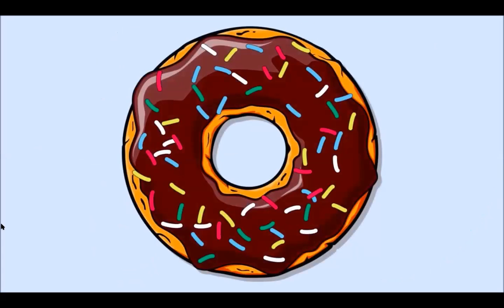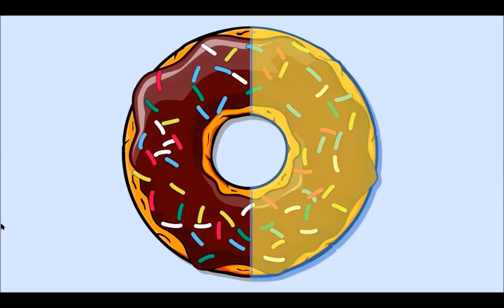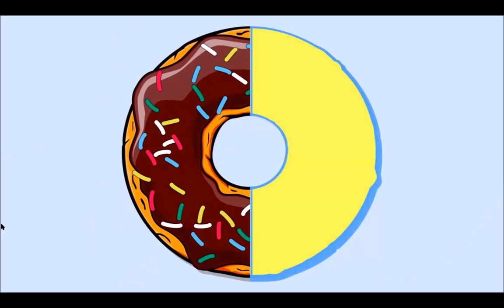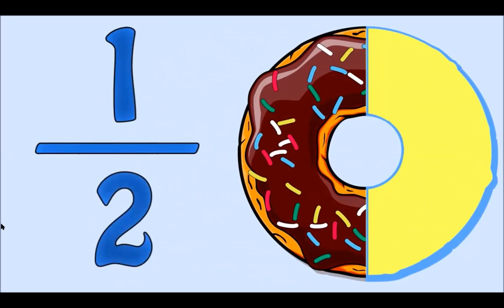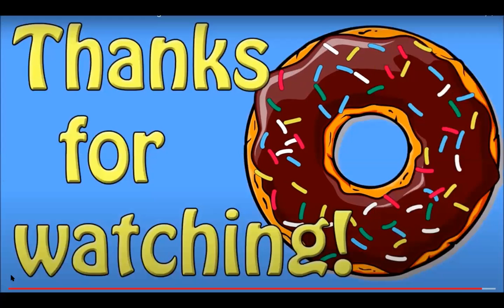Let's try one more example. If you and your friend have one donut to share, then you will cut it into 2 pieces. If there are 2 pieces of donut and you eat 1, what is the numerator of your fraction? That's right, the numerator is 1. What is the denominator? Right again, it's 2. When the fraction is 1/2, we call that one half. Thanks for watching.